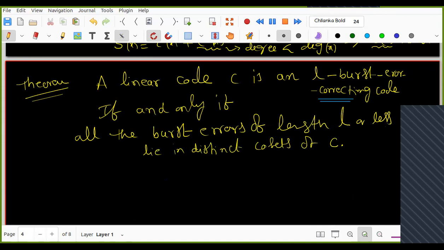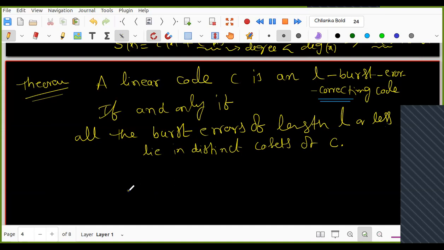See, I received a code word R of x. So R of x equals C of x plus E of x. Now my E of x is of length L or less. Then I will construct the syndrome, right? If they lie in different cosets of C, then I am done. Why? If they are in different cosets, then I can easily correct. So when can I not correct? If both errors are in the same coset. Are you following that part?